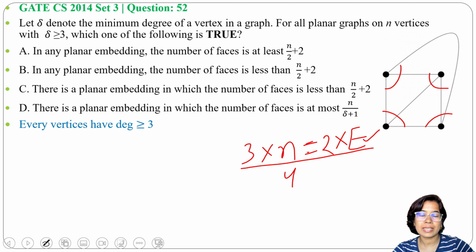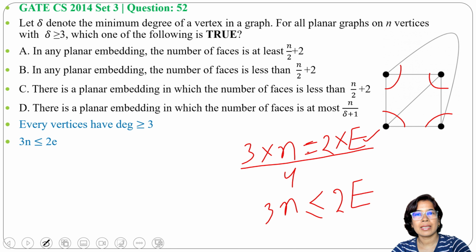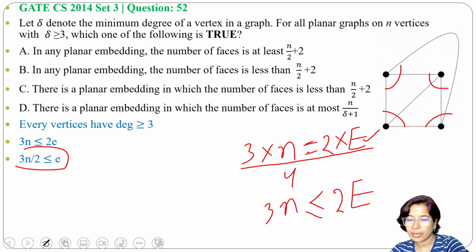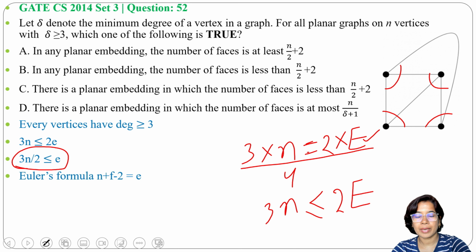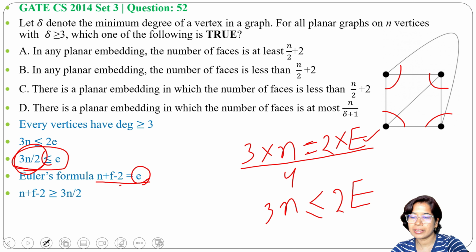So when every vertex degree is 3 or more than 3, we can say 3n is less than or equal to 2e. We can take 2 to the left side. So e will be greater than or equal to 3n divided by 2. So we found e from here, and we know Euler's formula. According to Euler's formula, n plus f minus 2 equals e. Now in place of this e, we'll substitute this value 3n divided by 2. So n plus f minus 2 will be greater than or equal to 3n divided by 2, as e is greater than or equal to this.